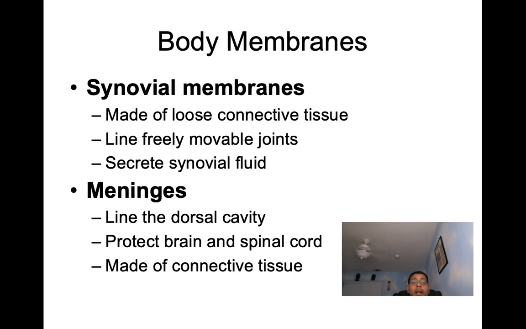The next membrane I'd like you to know about are synovial membranes. They're made of loose connective tissue, and they're lining our freely movable joints, and they secrete synovial fluid. And then next we have our meninges. The meninges are going to be found lining the dorsal cavity. They protect our brain and spinal cord, and they are also made up of connective tissue.